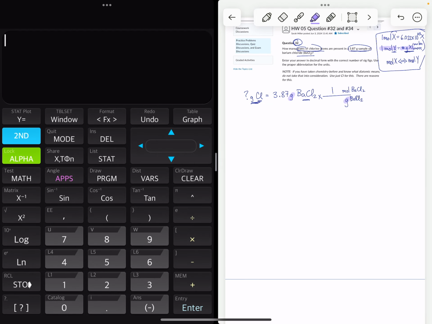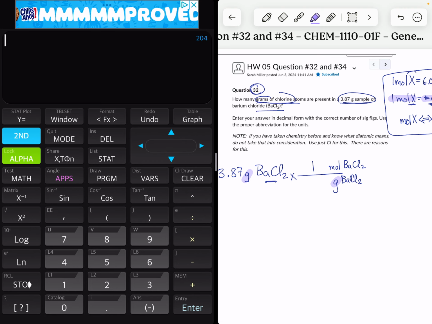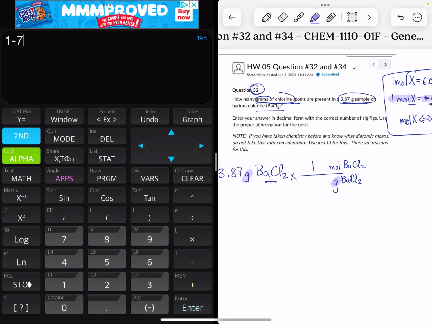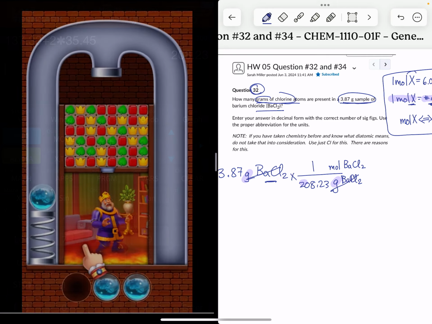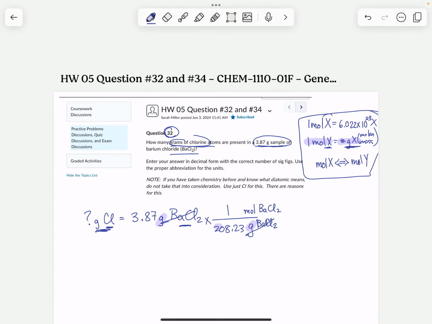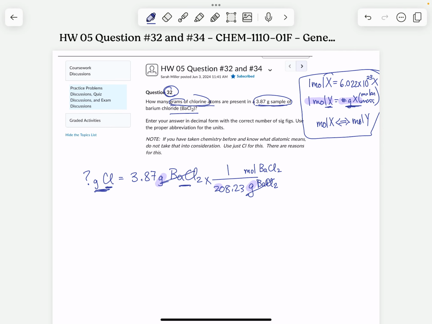So let me add it up. Sometimes in these problems that's given. In this one it's not. And so let me calculate the molar mass of barium chloride. I'm going to use my periodic table with 2 decimal places. Let me find barium, 137.33, plus 2 chlorines, so 2 times 35.45. All right, so the molar mass of barium chloride is 208.23. And then the grams of barium chloride cancels. All right, I've got ads on my calculator. I really do need to purchase it. All right, so there's the first step.